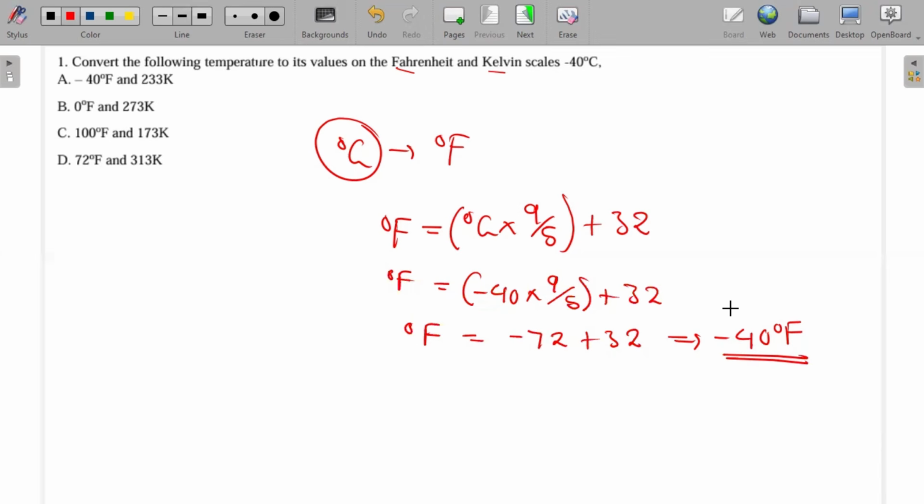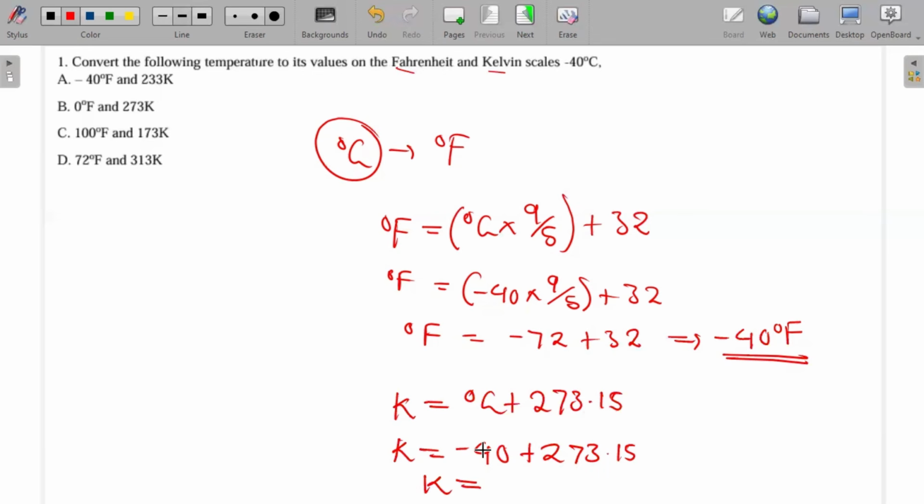Whereas if you want to convert your temperature that you've been given in degrees Celsius to a temperature in Kelvin, we basically say the temperature in Kelvin will be equal to the temperature that we've been given in degrees Celsius plus 273.15, this constant here. So I'll just substitute my negative 40 into this particular formula, and I get my temperature in Kelvin will be equal to minus 40 plus 273.15, and this is going to give me my temperature in Kelvin as equal to 233.15 Kelvin.